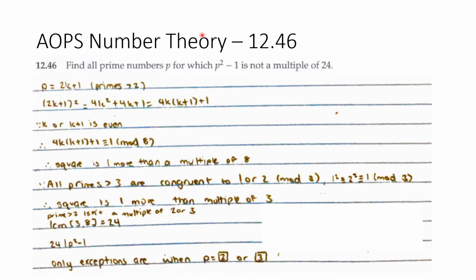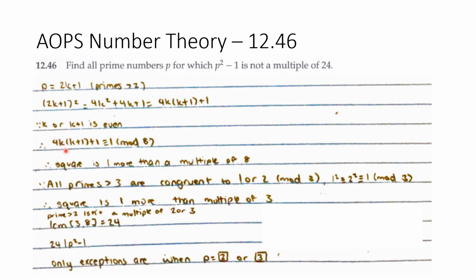AOPS number theory 12.46. Find all prime numbers p for which p squared minus 1 is not a multiple of 24. So p is equal to 2k plus 1 for primes greater than 2, because all primes are odd except for 2. So p squared is (2k plus 1) squared, which is equal to 4k(k plus 1) plus 1. Since k or k plus 1 is even, because they're 1 apart, one of them has to be even, that means 4k(k plus 1) plus 1 is congruent to 1 in modulo 8.